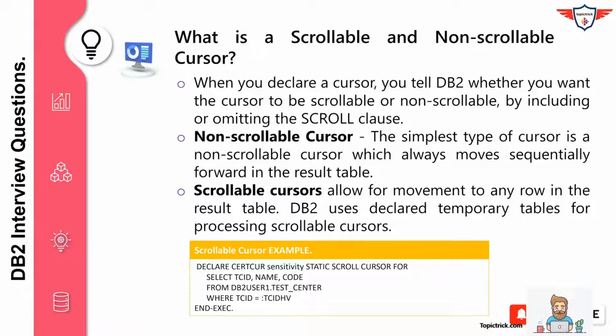When a cursor is opened, it is positioned before the first row in the result table. When the first fetch is executed, the cursor is positioned on the first row. The next fetch statement moves the cursor one row ahead for each fetch. Scrollable cursors allow for movement to any row in the result table. DB2 uses declared temporary tables for processing scrollable cursors. The declaration for a scrollable cursor has the following form.